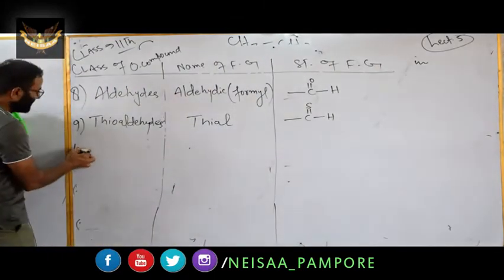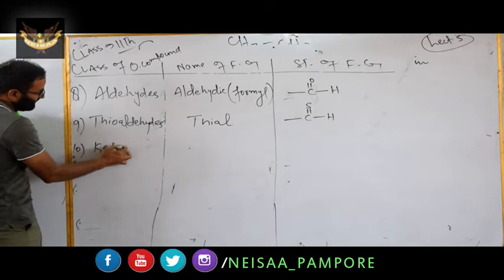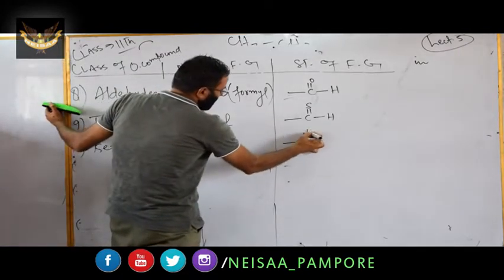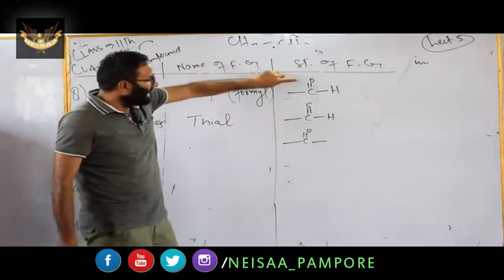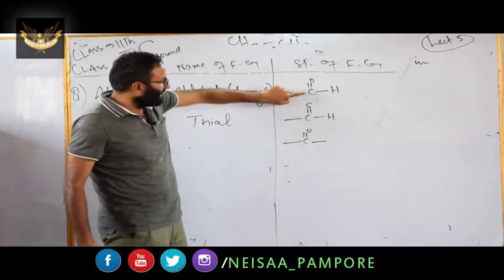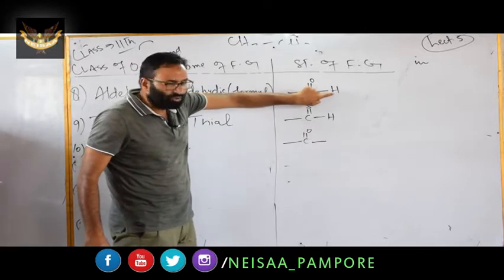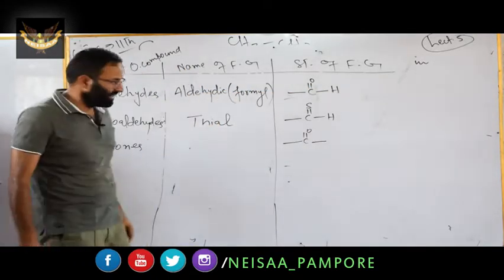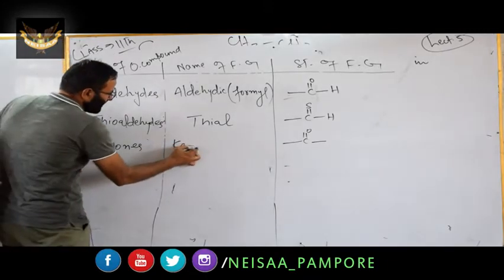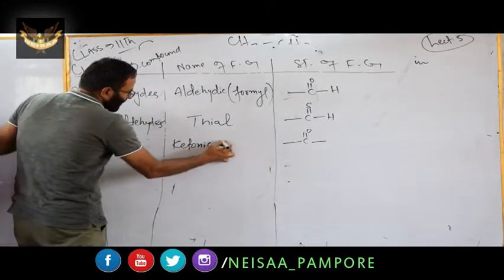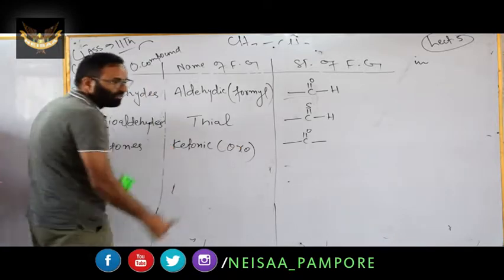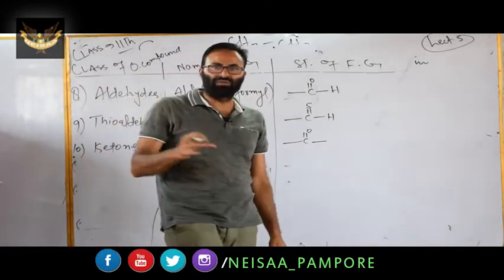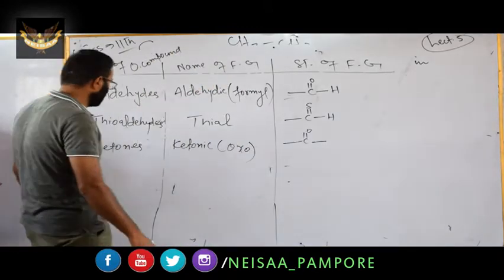Now we have the tenth, that is ketones. Ketones, simple difference, C double bond O. This is the difference between aldehyde and ketone: here, C double bond O is attached to hydrogen, but here there is no hydrogen, just C double bond O. Remember this point. Its name is ketonic. Ketonic, it is also named as oxo. Remember this point, ketonic or oxo.